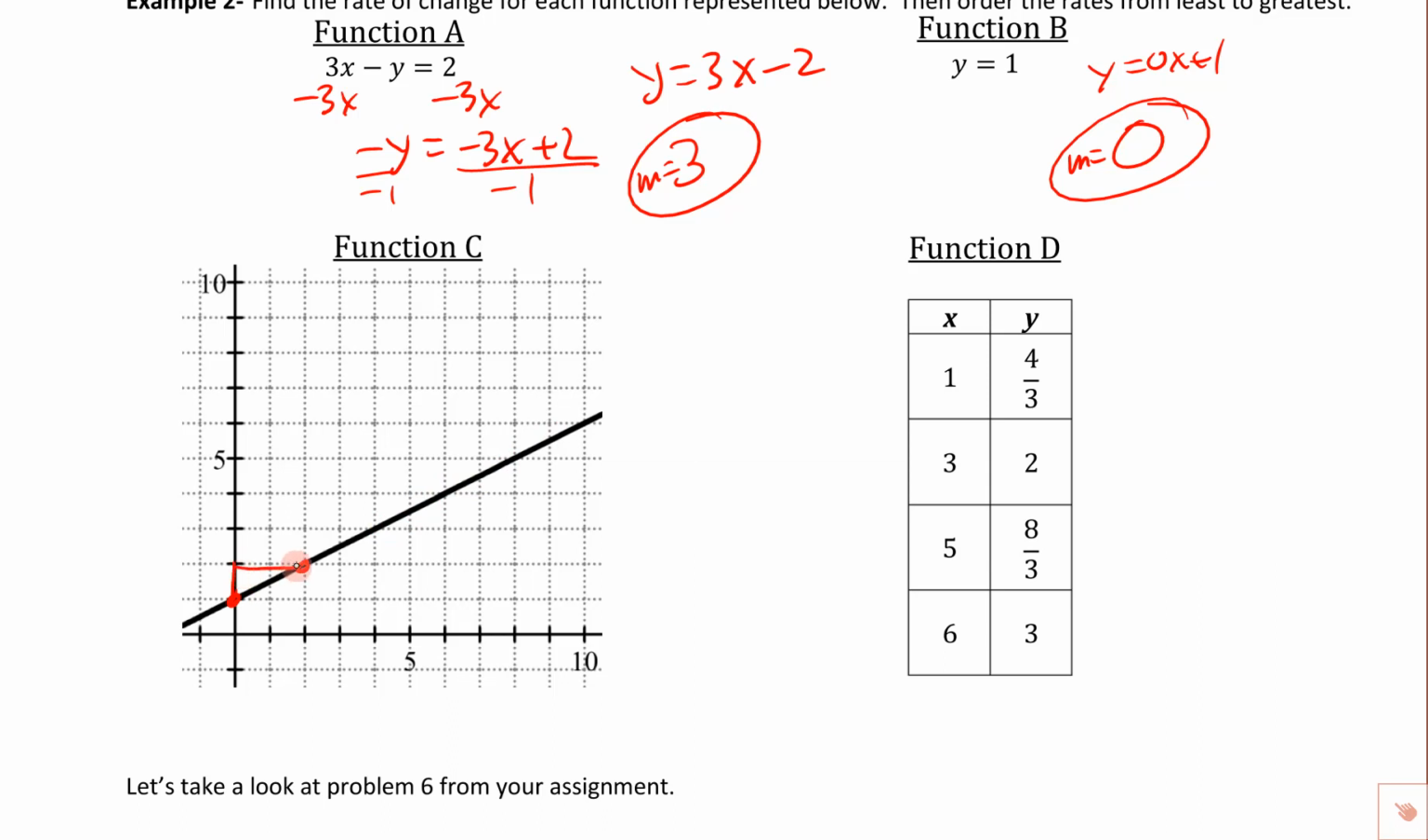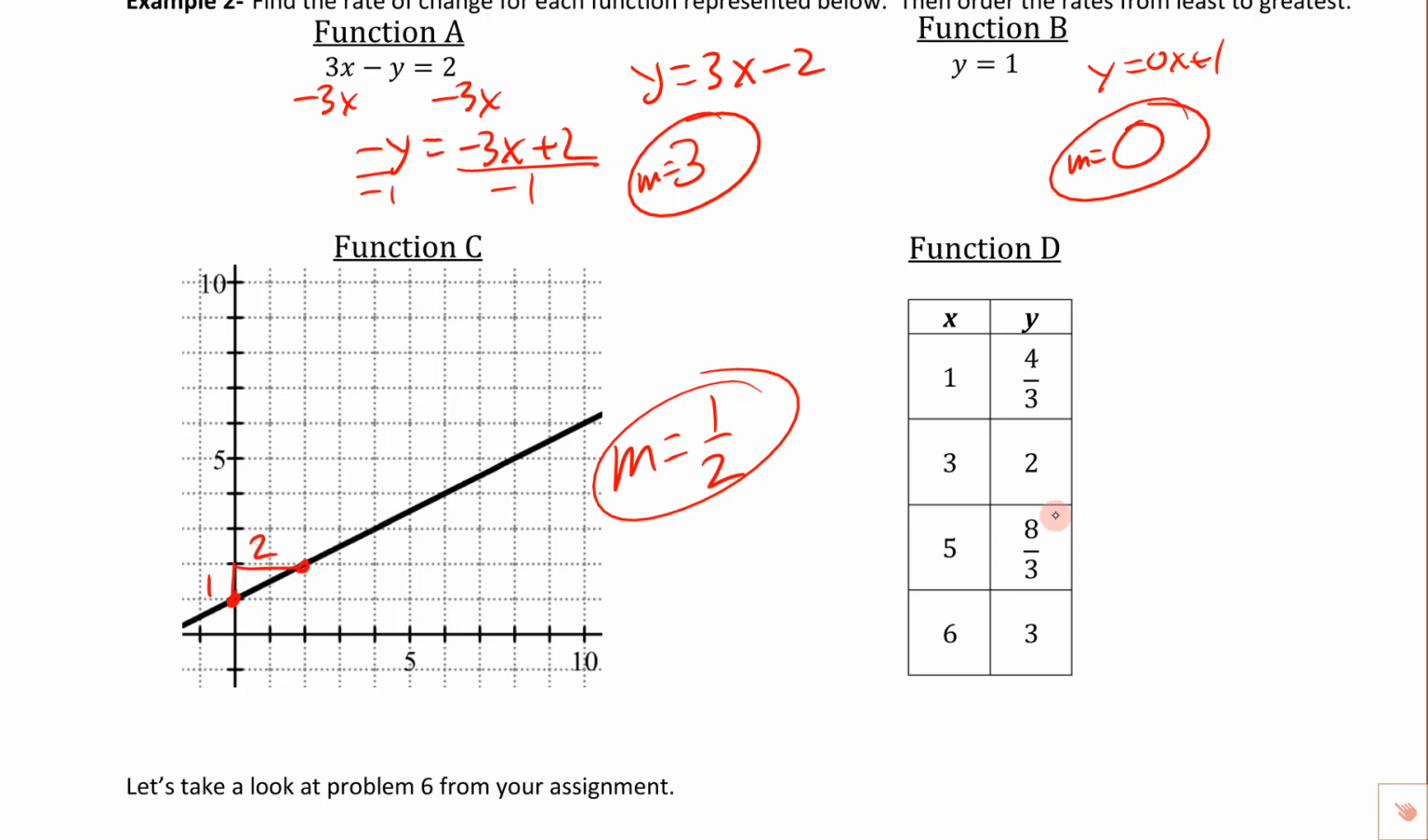So this would be a rise of 1 and a run of 2. You do want to make sure that these are scaled the same way. Each one of these does count as 1, 1, 2, 3, 4, 5, and then the same up here. So this is a rise of 1 and a run of 2. So that means the slope on this one is 1/2. Okay, so we've got those so far, and then we've got to take a look at this one, and this looks like a bit of a mess.